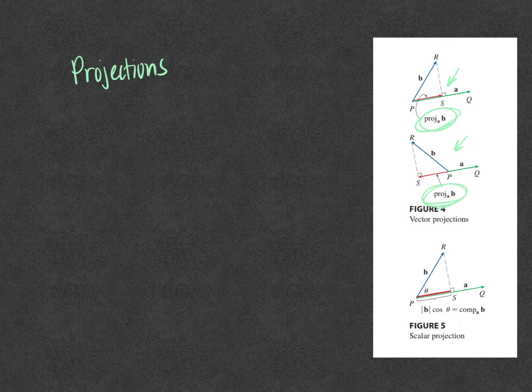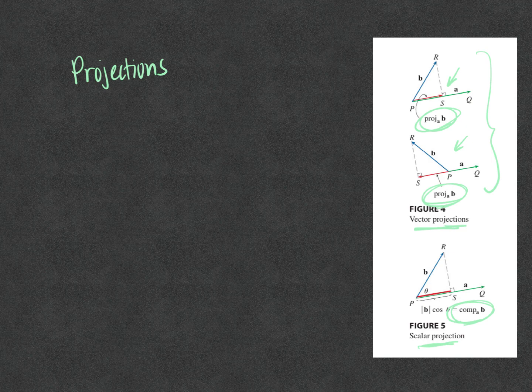Now what we have down here is called the component of B onto A, and it's the scalar projection. These are the vector projections. This is what you really have right here. These top two are your vector projections, and the bottom one is the scalar projection. It's the signed magnitude, so it's the plus or minus magnitude of the projection.